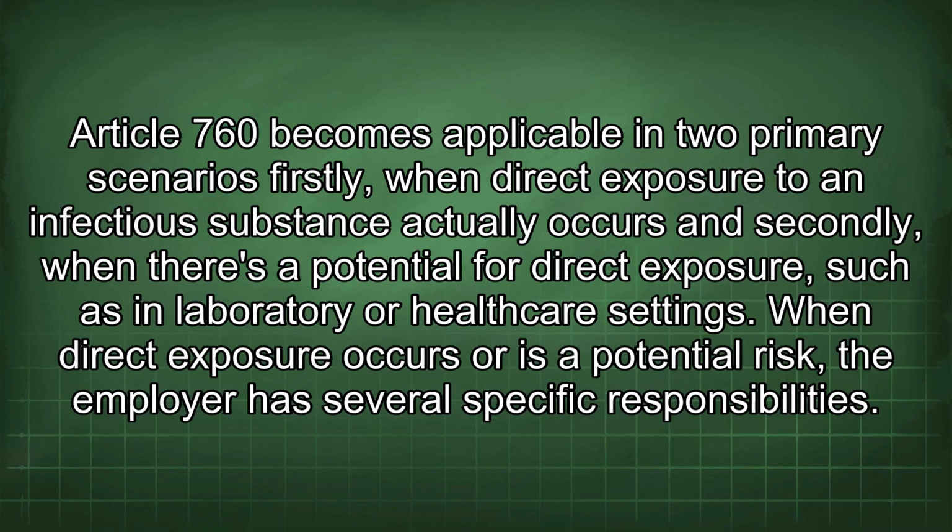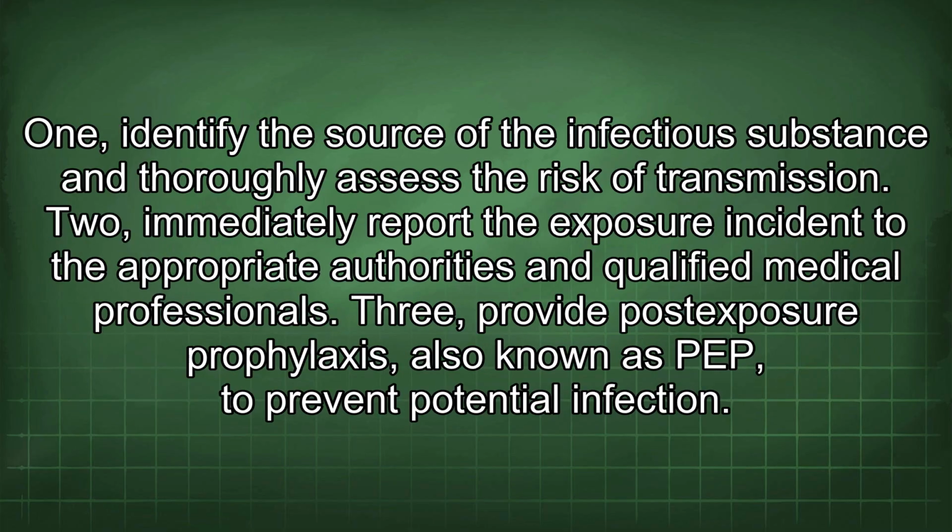When direct exposure occurs or is a potential risk, the employer has several specific responsibilities. 1. Identify the source of the infectious substance and thoroughly assess the risk of transmission. 2. Immediately report the exposure incident to the appropriate authorities and qualified medical professionals. 3. Provide post-exposure prophylaxis, also known as PEP, to prevent potential infection.